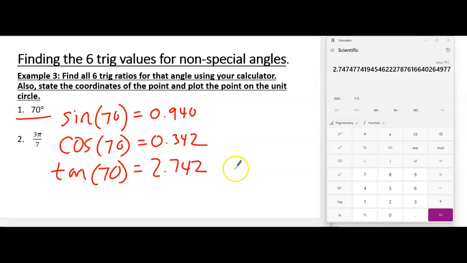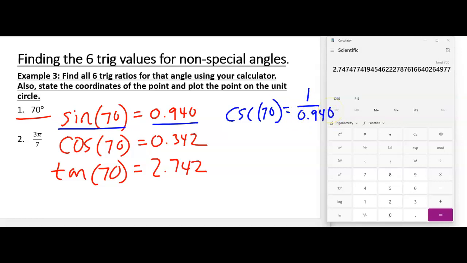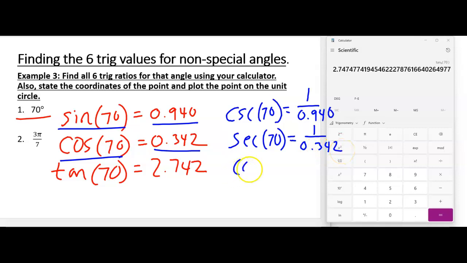And once you have these three, you can find the other ones because they're just the reciprocal of these numbers. So for instance, the reciprocal of sine is cosecant, right? So what's the reciprocal of this? Well, just do 1 over that. What's the reciprocal of cosine? That would be secant, right? So that's just going to be the reciprocal of this number. And then finally, cotangent will just be the reciprocal of tangent.